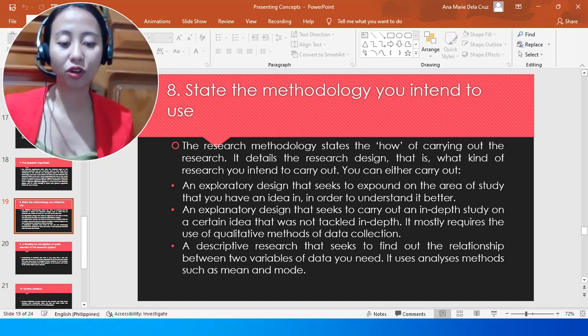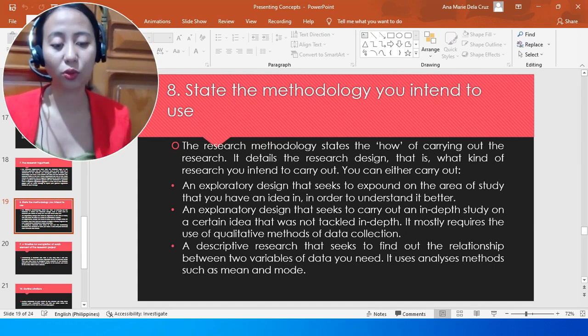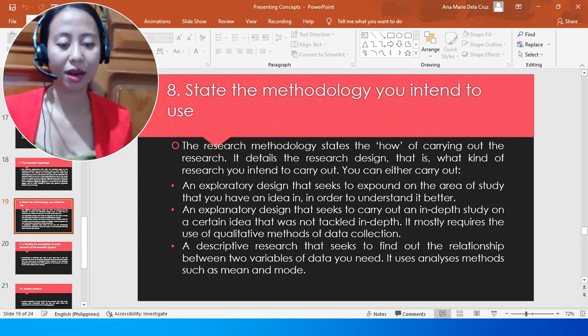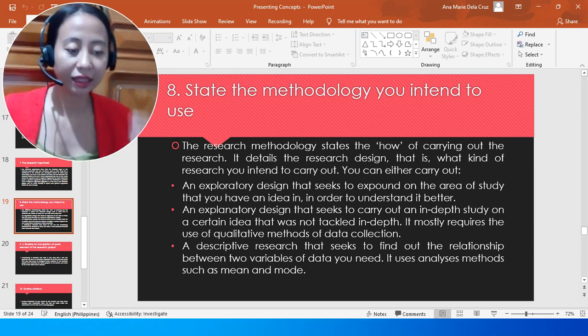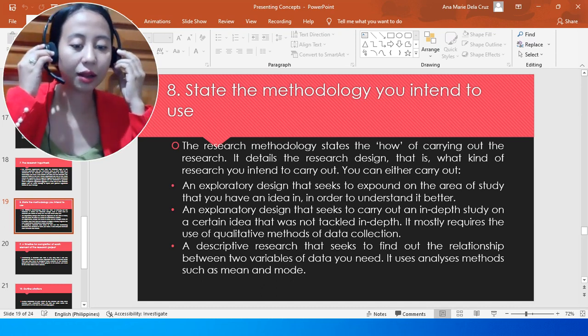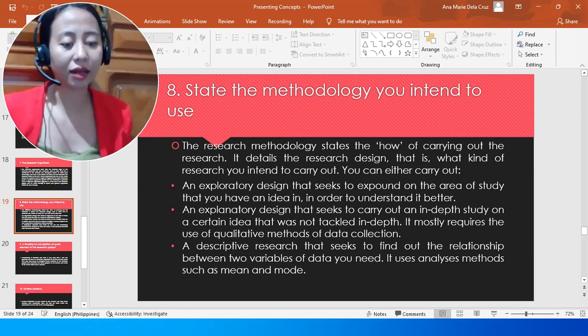Next, explanatory design. It is intended to explain, while exploratory, from the word itself, is to explore. Explanatory design seeks to carry out an in-depth study on a certain area or idea that was not tackled in depth. It mostly requires the use of qualitative methods of data collection. What is again qualitative methods? You are getting the qualities, the characteristics, okay?